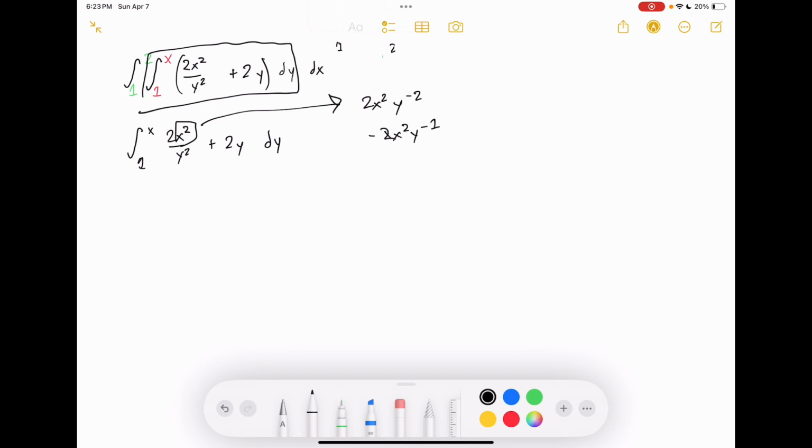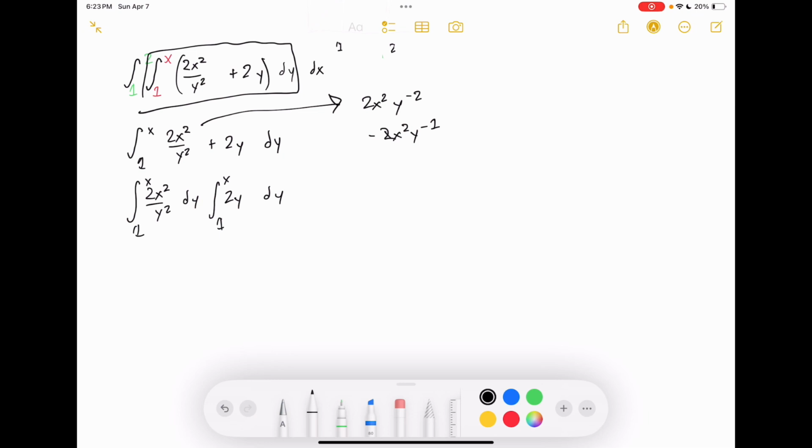You just pretend it's a constant, and you pull that out, and you literally just integrate 1 over y squared and then 2y. So let's break it up even more to make it a bit simpler. So we integrate 2x squared over y squared from 1 to x, and we integrate 2y dy, from 1 to x.